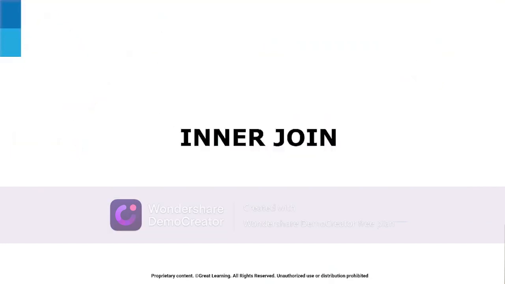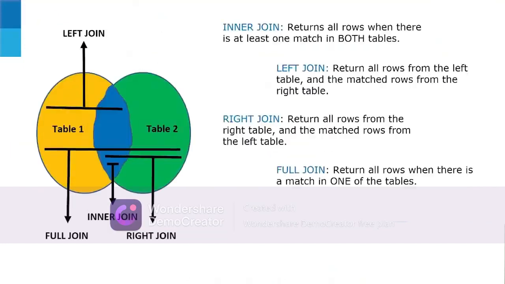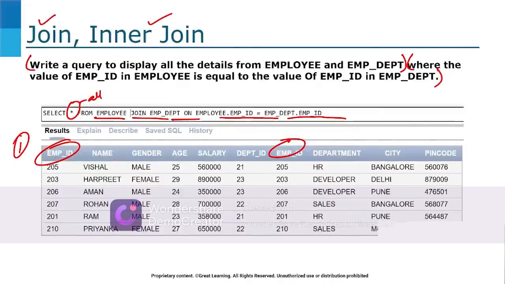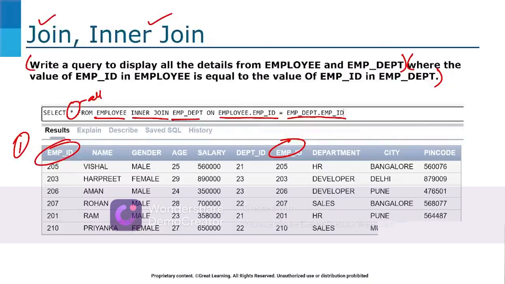Do you remember this particular drawing? What is inner join? Only the common detail. You see, only the common detail is coming. Correct? Okay, we will talk about later how we can remove this duplicate column. Don't worry. Let's come here.